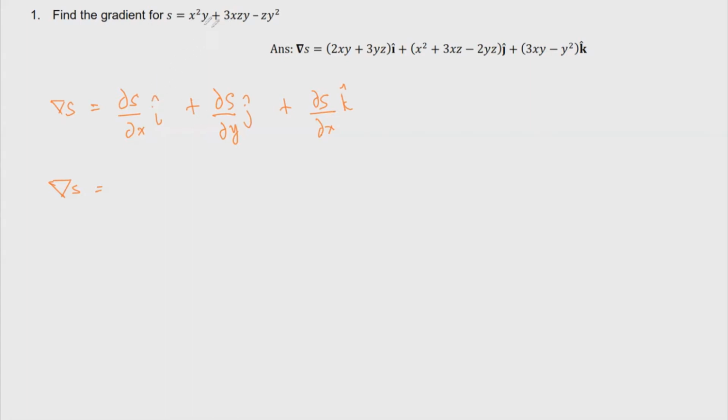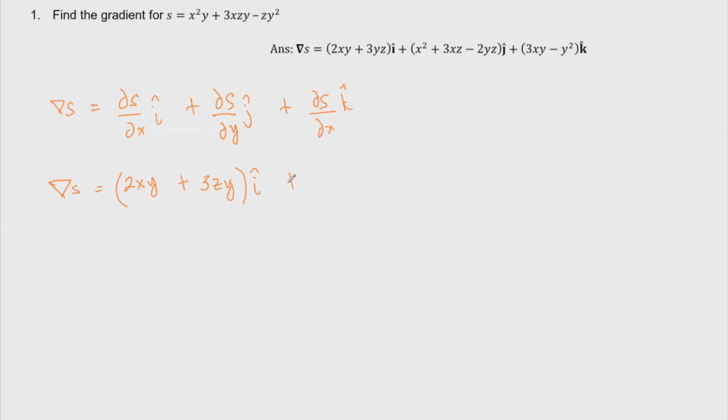So we need to take the partial derivative of this whole expression with respect to x. So we have here 2xy for the first term, and then plus, I think that will be 3zy, and then we don't have any x in the last term, so that's it. And then you enclose this with your i hat. That means that this quantity is positioned in the i direction, or the x direction.